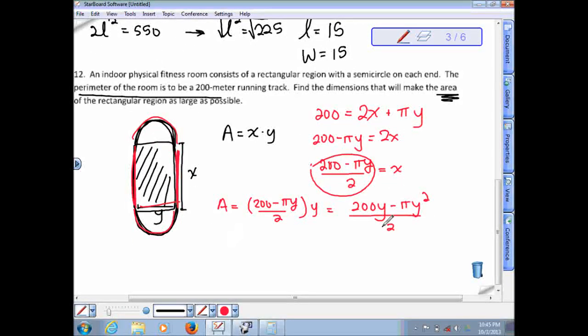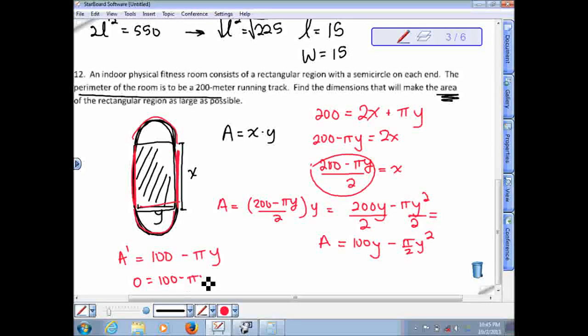Now we need to take the derivative. Now this might be easier to do one more little simplification here. Instead of dividing everything by 2, dividing separately by 2, we have 100y minus pi over 2 y squared. That might be a little bit easier to take the derivative. So A prime is equal to 100, rather, minus pi times y. So if we set this equal to 0, that means that 100 equals pi times y, divided by pi, and y equals 100 over pi. That's this part right here, 100 over pi.